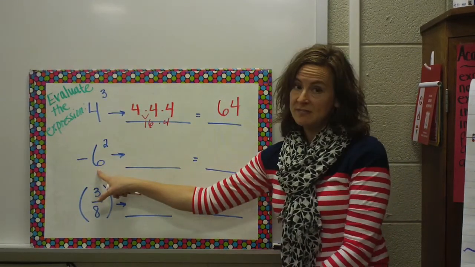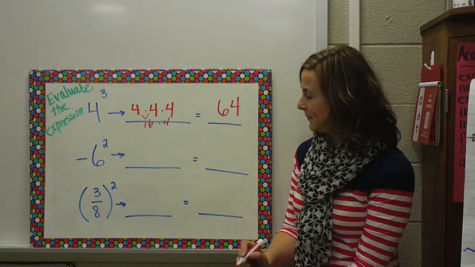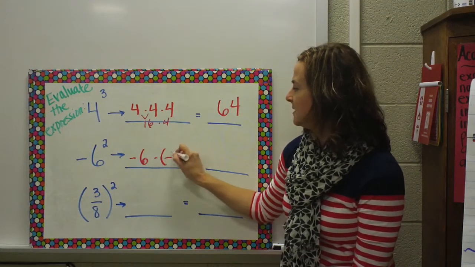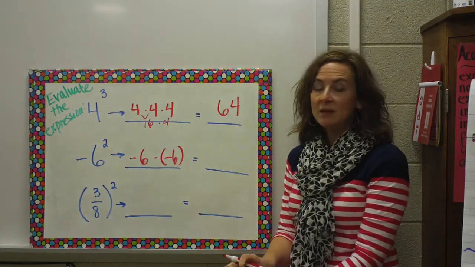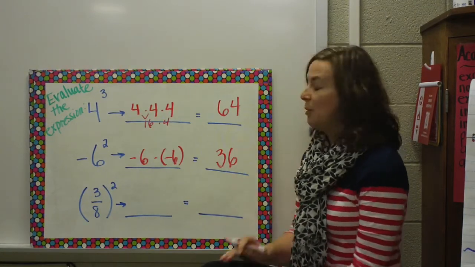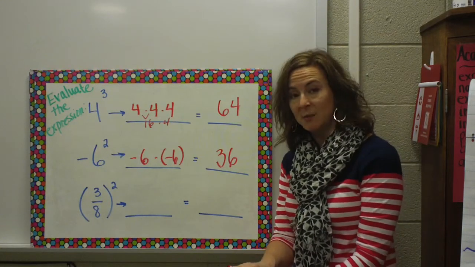Here we have a negative 6 to the 2nd power, or a negative 6 squared. So this means take negative 6 times negative 6. Well, a negative 6 times a negative 6 is going to give me a positive 36, because we know that same signs are positive when we multiply.